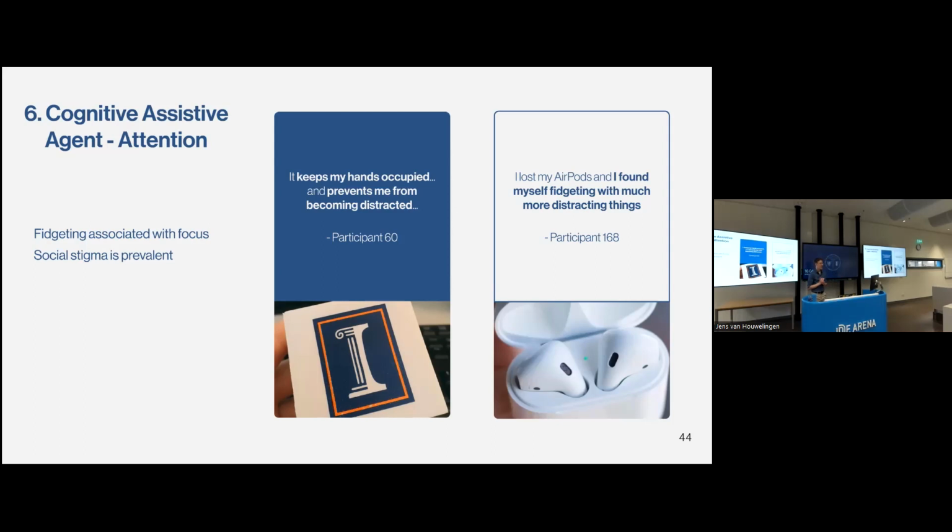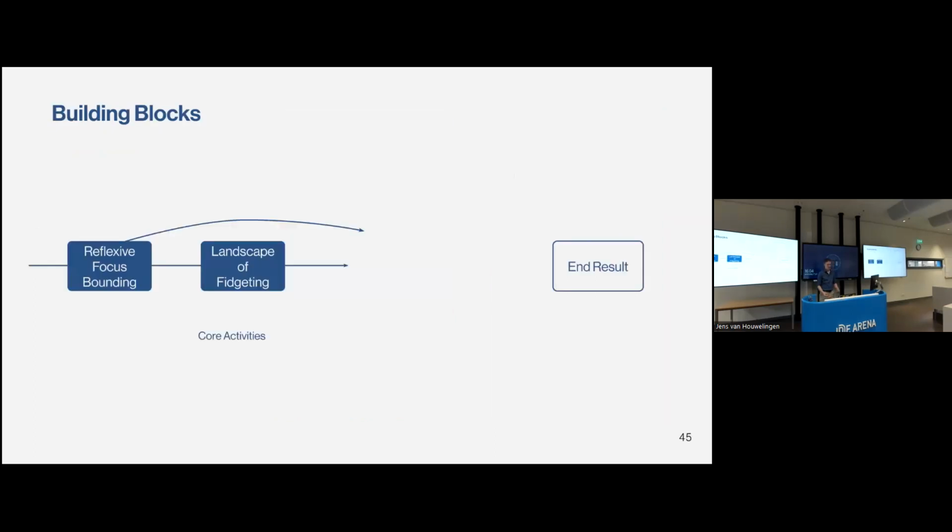And I like the one on the right about the AirPods, both because it's AirPods and because it, I think, validates that focus bounding theory I mentioned. This participant lost their favorite, their ideal fidget object, and then they became more distracted fidgeting with other things, including, they mentioned, their phone. So it suggests that people can find an optimal way to fidget for them. So this is the second building block, this landscape of fidgeting.